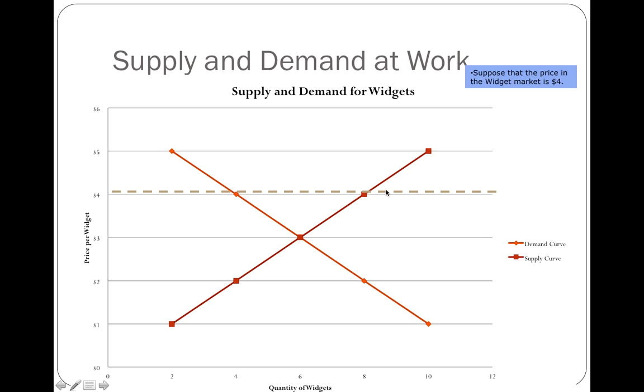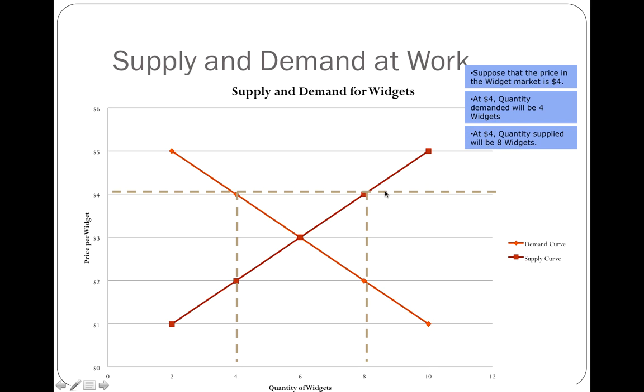Right here, it comes across. Now what we're going to do is look at the quantity demanded. At this point, I have to find my demand. What is demanded here is my demand line, the orange. And I see on my demand line that at $4, 4 widgets are demanded. On the supply line, which goes up and away, I see that it intersects $4 at a quantity of 8. So I have a supply of 8.